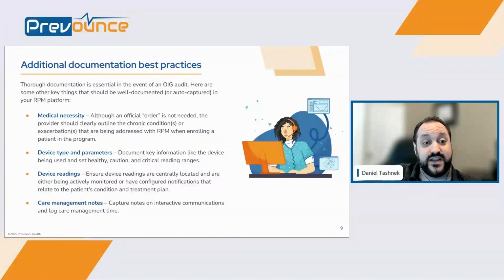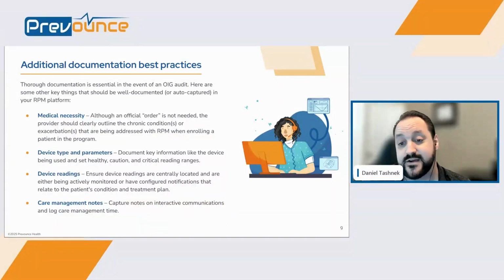Then you have to make sure that the readings are centrally located, right? That they're being either actively monitored, there's someone looking at them, or there is a protocol that's been approved by the doctor for notifications that relate to the patient's condition and treatment plan. We do a lot of two-step things too, where it's like, okay, blood pressure goes into the caution range 3 times in a row, notify provider, right? Or 2 times, notify the patient to take their blood pressure again.